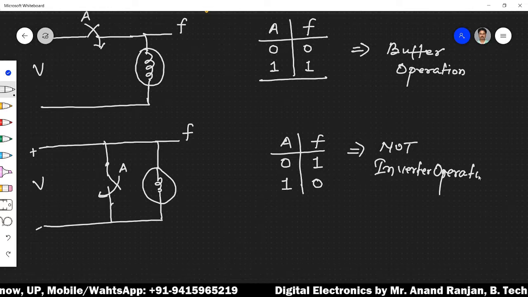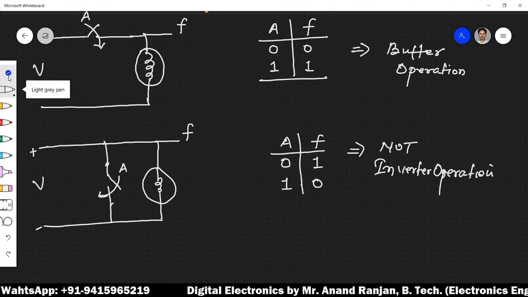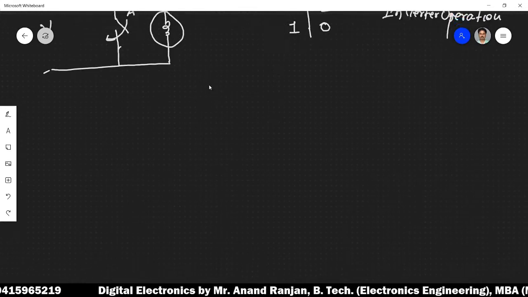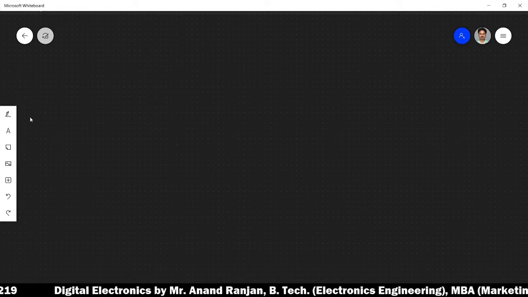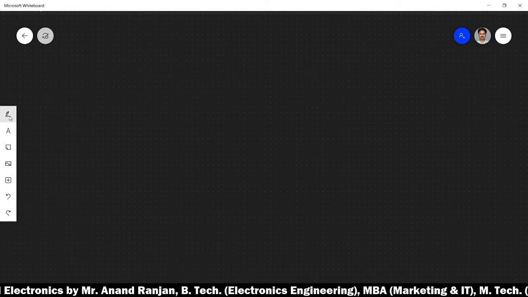Inverter operation. Okay. Now let us see more Boolean expression and its logical explanation using the switching circuit.